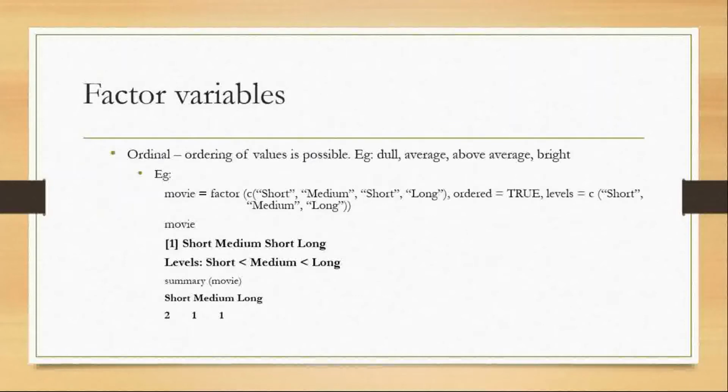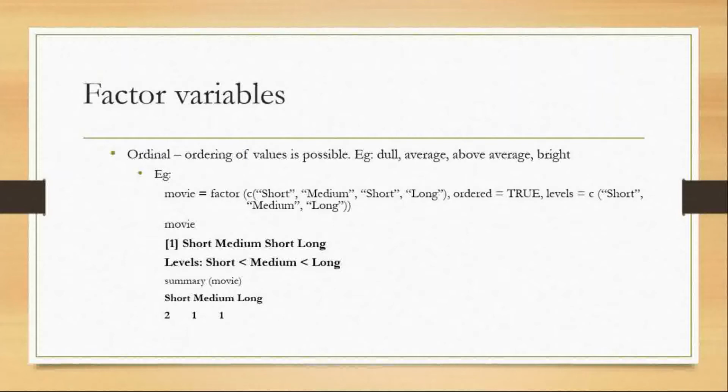The next one is ordinal. As you know, ordinal refers to values which can be ordered, either in ascending or descending order. The example that I have used here is dull, average, above average, and bright. I know that all the students attending this session currently are bright students. So we have an example to demonstrate the ordinal concept.